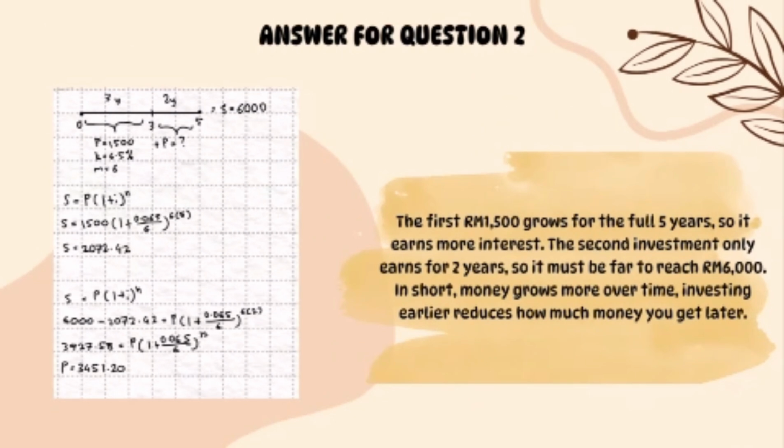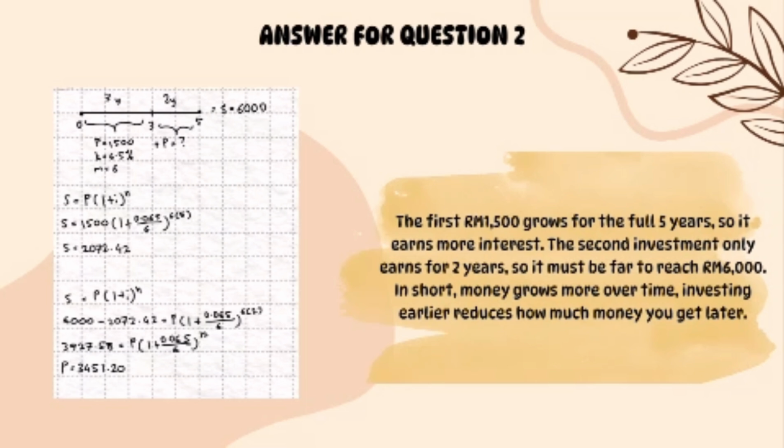Let's look at the answer for question 2. We extract the information from the question. P equal to 1,500, K equal to 6.5%, M equal to 6. We must find the original principal of the second deposit. First, we must find the total amount of the first deposit. We are using the compound interest formula, S equal to P, open bracket, 1 plus I, which means K divided by M, close bracket, to the power of N, which means M multiplied by T.